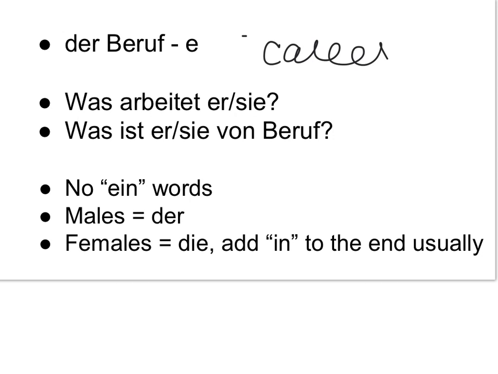How do you say the first word? Was. Next one? Is. Next? Er/sie. Yep. Next one? Von. Good. What about the last one? Beruf. So the second one you might be able to piece together a little bit better. What is your job? Does it say you are? What is his career or his study? What is he or she for a career? So they're asking what their job is. We might say, what does he or she do?